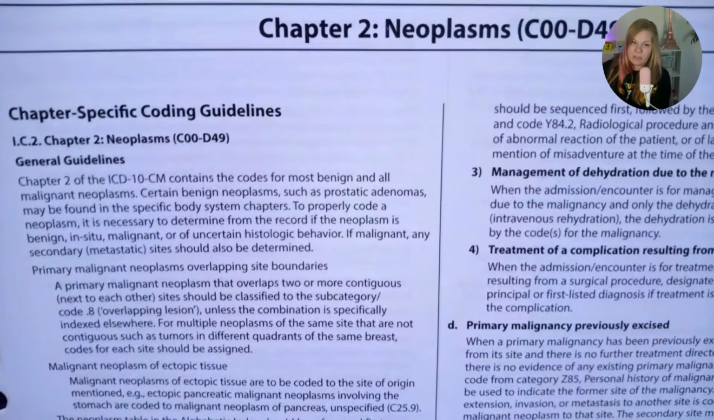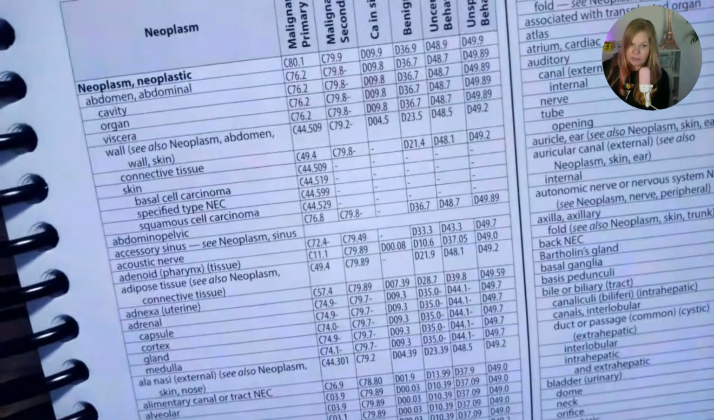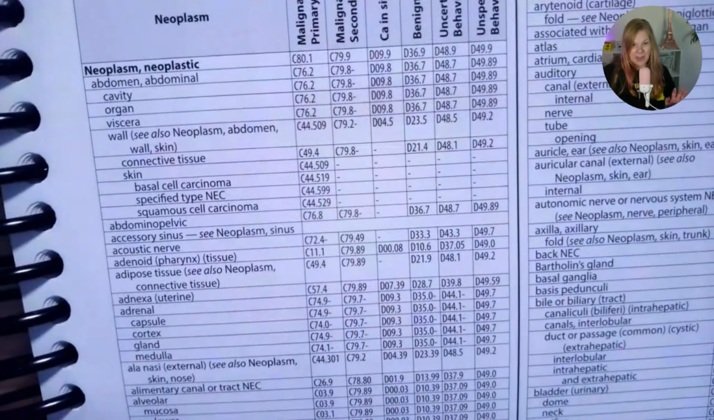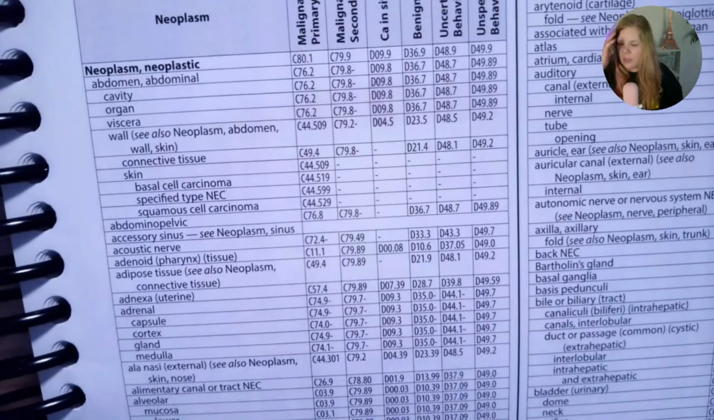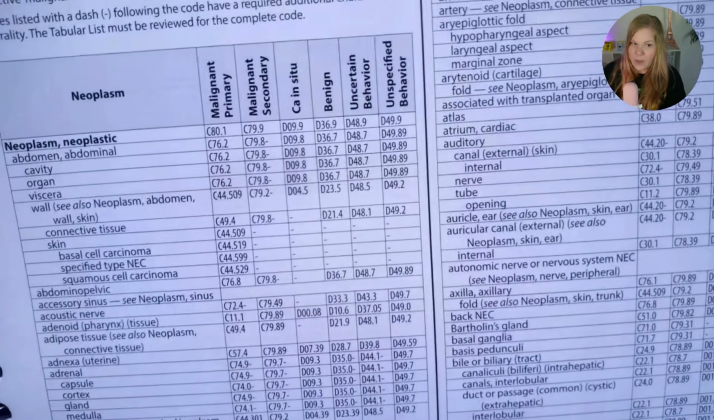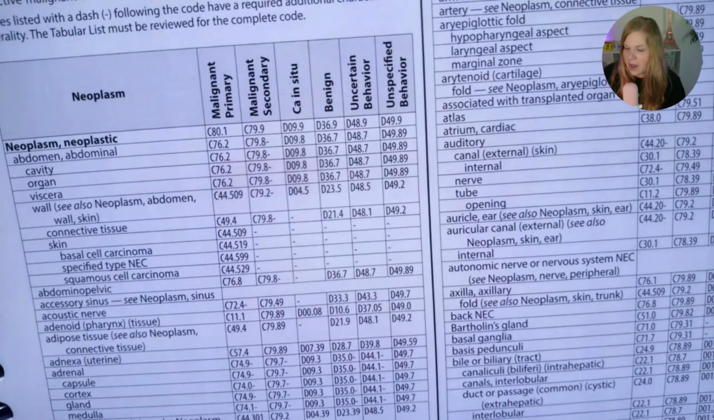But we need to find the table of neoplasms because we have to talk about that. Now, currently, I have this book tabbed. I'm not a big tabber, but I do it a lot for demonstration purposes for you guys. So when we're looking at our neoplasm table, you're not going to look under the word N in your alphabetic index.